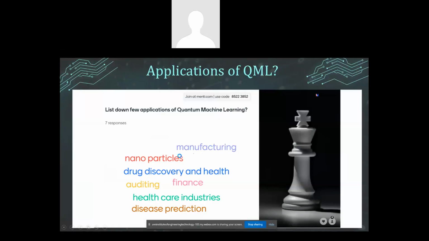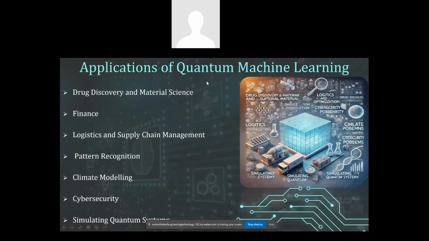Okay, I've listed a few here, right? One is drug discovery and material science, and then another is finance, logistics and supply chain management, pattern recognition, climate modeling. It's a new thing, right? Climate modeling, identifying the weather, right?